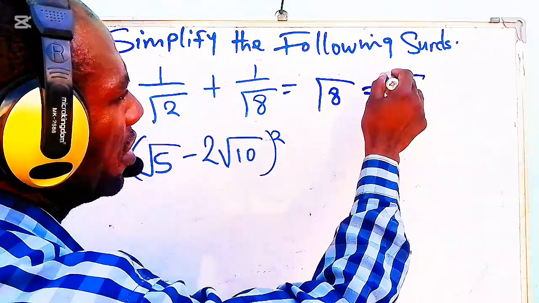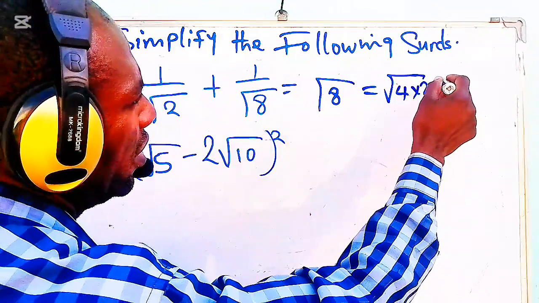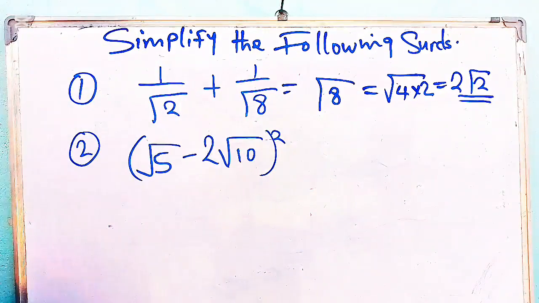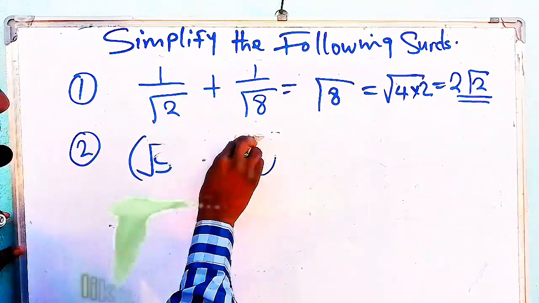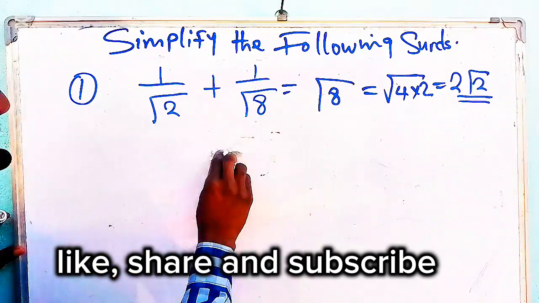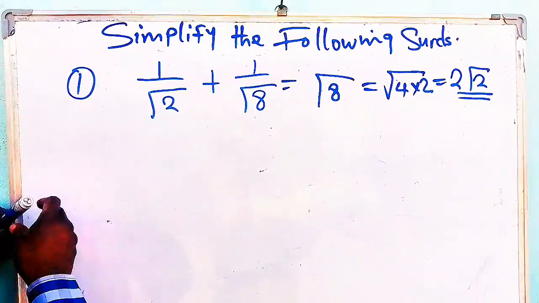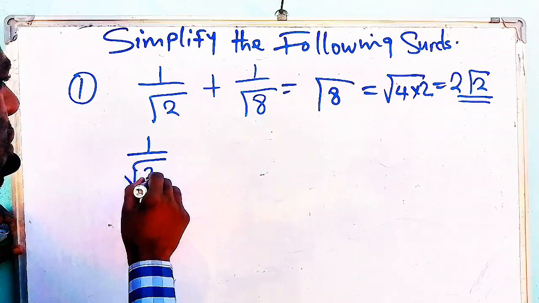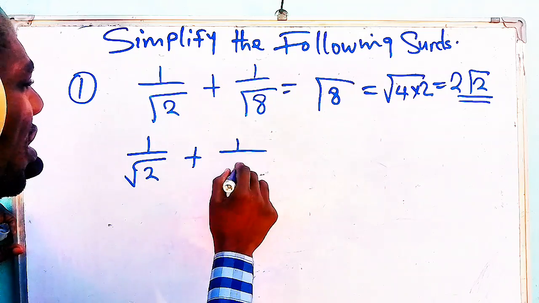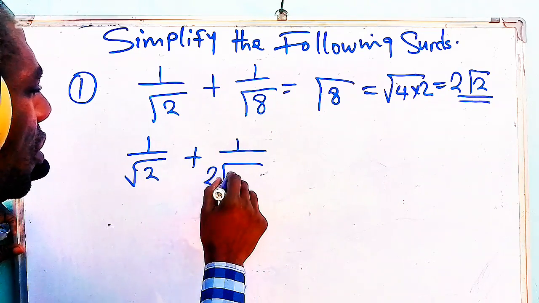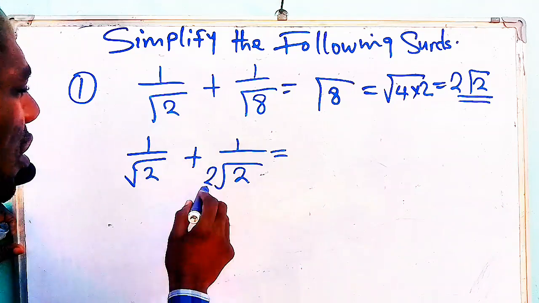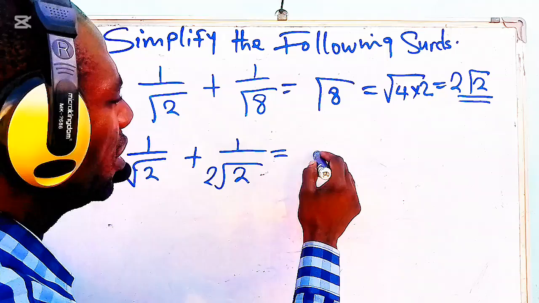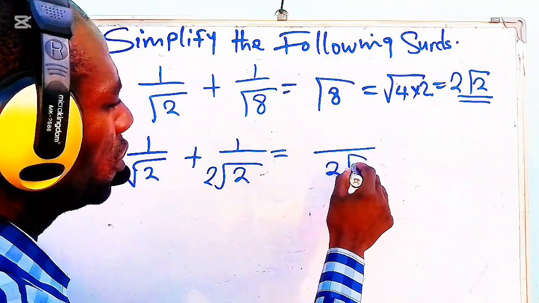√8 will be √(4 times 2). At the end, you are going to have 2√2. So that means we're going to have 1 over √2 plus 1 over 2√2, equals to the common denominator, which is the lowest common multiple of the two denominators, is going to be 2√2.